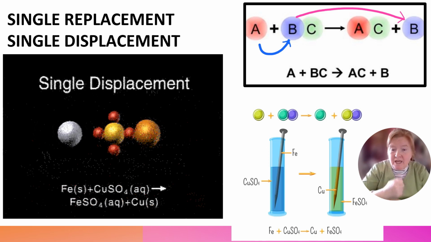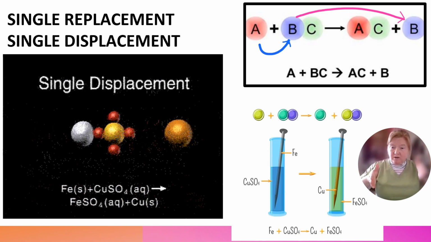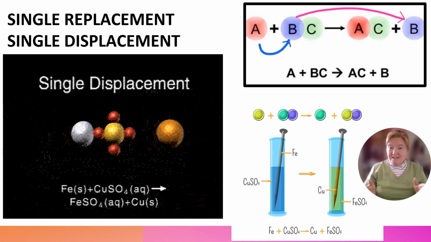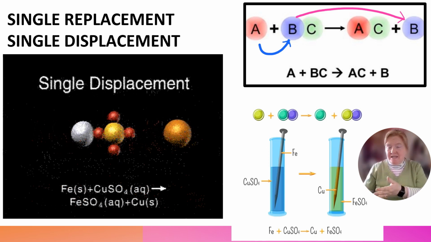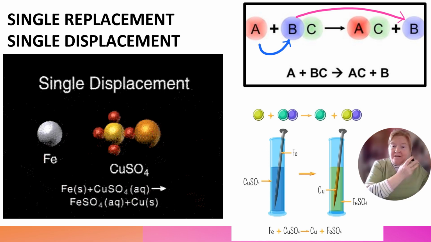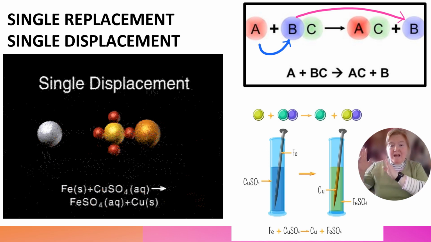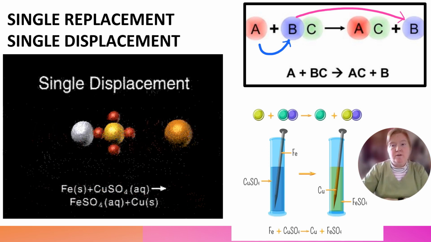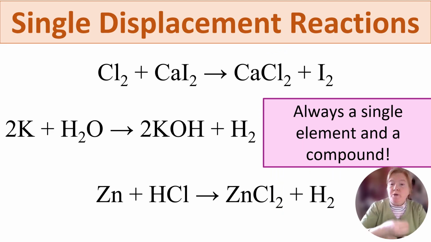In this type of reaction, we have single elements on both sides, but different, and compounds on both sides, but different. What happens is the elements switch places. So in one, iron is alone. On the other side, iron's in the compound. In one, copper's in the compound, and on the other side, it's alone. We have a switch. So we always have a single element and then a compound on both sides, but you can see they've swapped places.